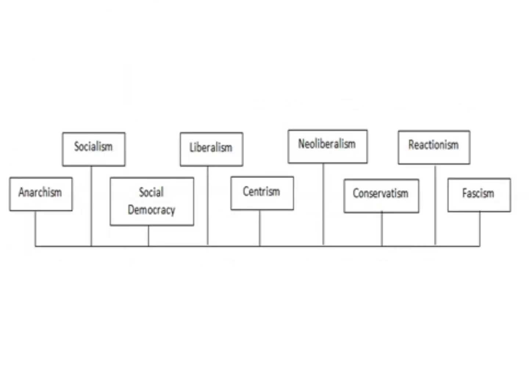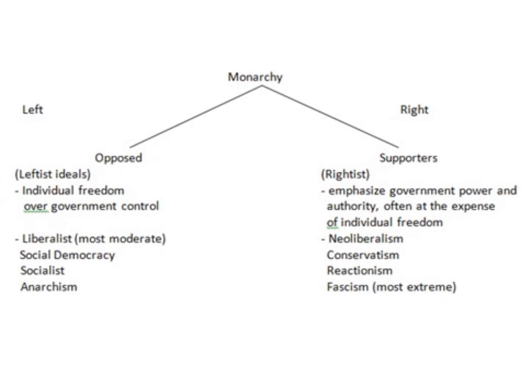So ito na yung political spectrum. As you can see, nandito yung mga ideologies na i-discuss natin mamaya. Sa gitna, yung centrism, and then on the left, we have the anarchism, socialism, social democracy, and liberalism. On the right side, we have neoliberalism, conservatism, reactionism, and fascism. One good example is monarchy.